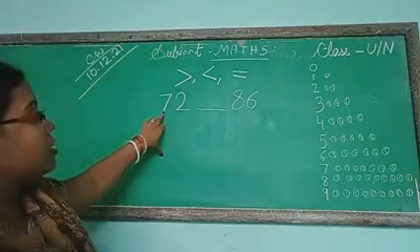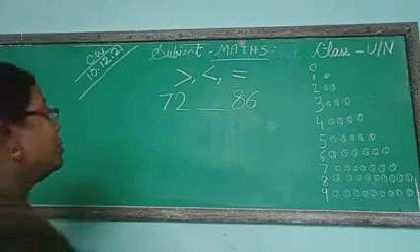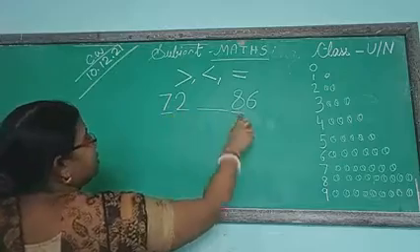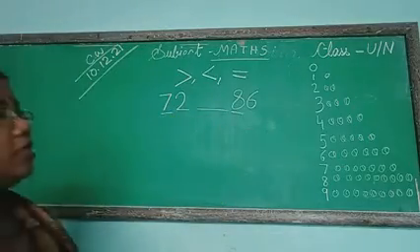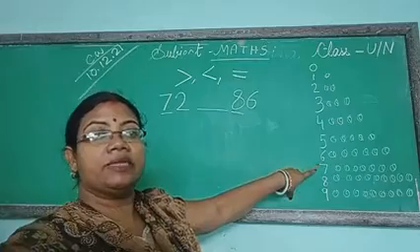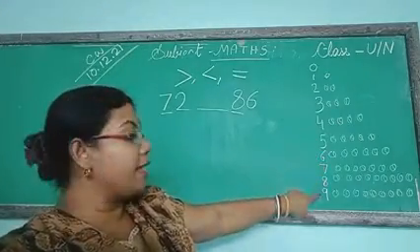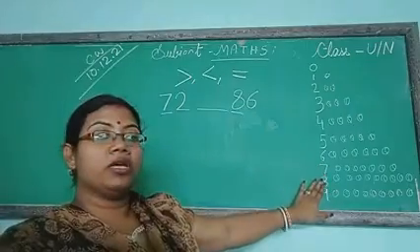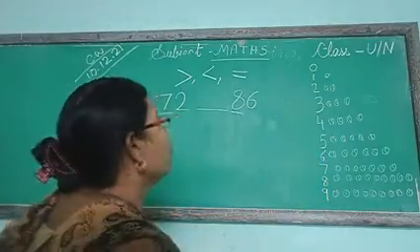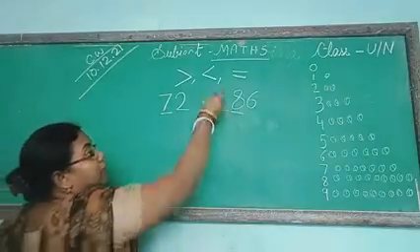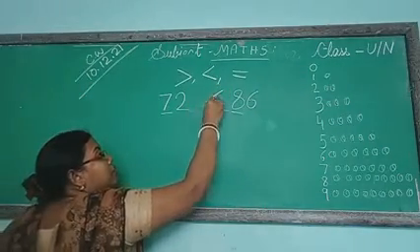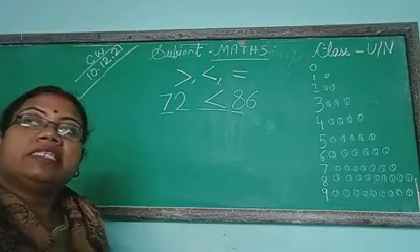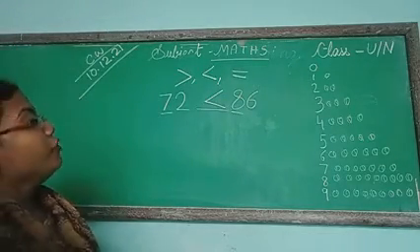See this one. First you see the tens place numbers: this is 7 and this is 8. When you are counting the numbers, 7 will come first. That means 7 is smaller and 8 is bigger. So 86 is greater, and we will open the mouth on the side of 86.